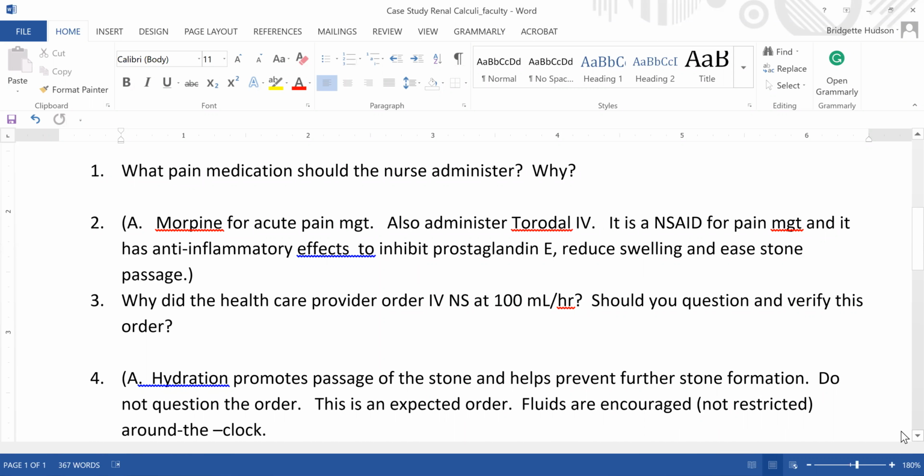So are we kind of clear on how stones form? Foods that have purines, salts, and medication with calcium all form those calcium oxalate stones.